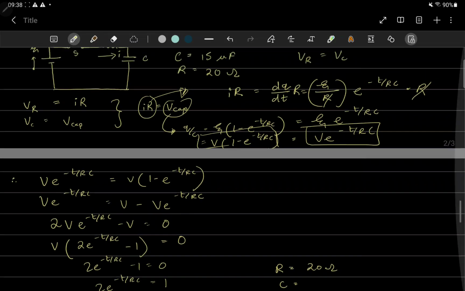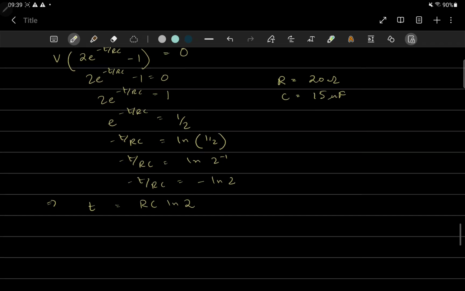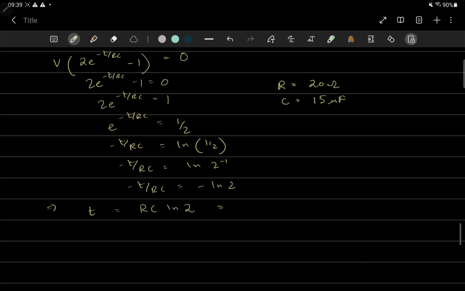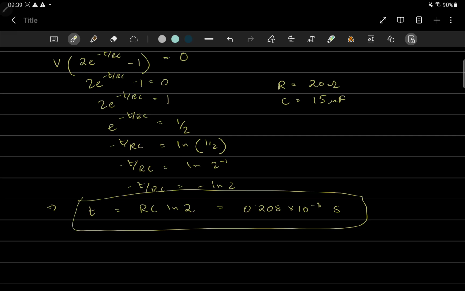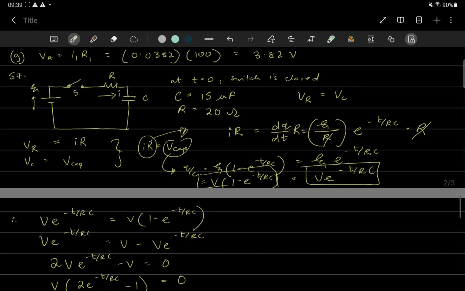And you also know your capacitance, which is given as 15 microfarad. You just plug that in over here, and you get t as 0.208 times 10 to the power of minus 3 seconds. And that is exactly the time when the voltage across the resistor and the voltage across the capacitor are equal. And that solves our problem.